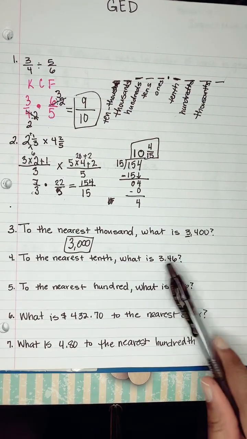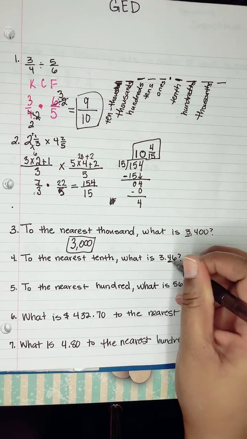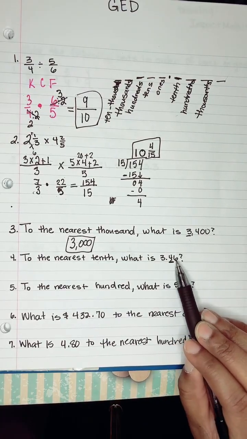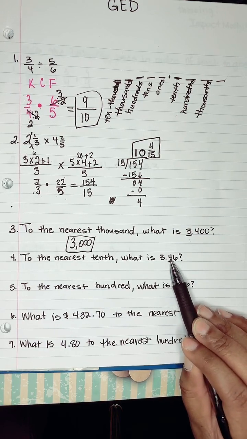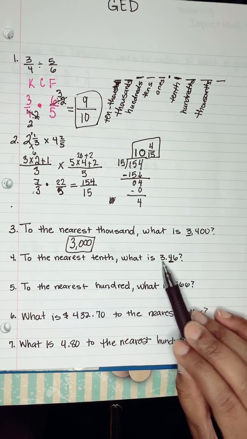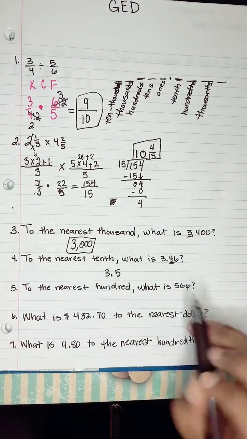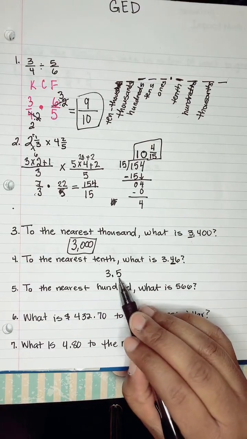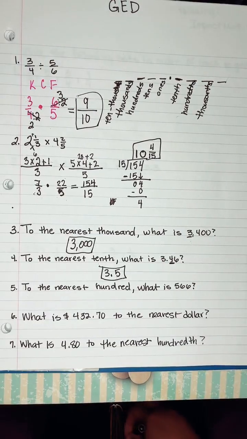So we have 3 ones and 4 tenths. So this is what we're rounding to. Remember, we look to the right. Since this number is 5 or above, we know this has to go up and everything before it stays the same. So 3.5, and then this number goes away. You could write 0, but since we're rounding to the tenth, we're just going to leave it at 3.5. Okay.